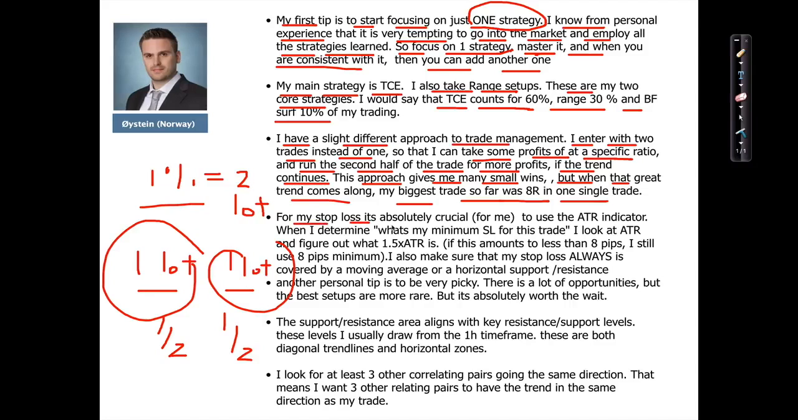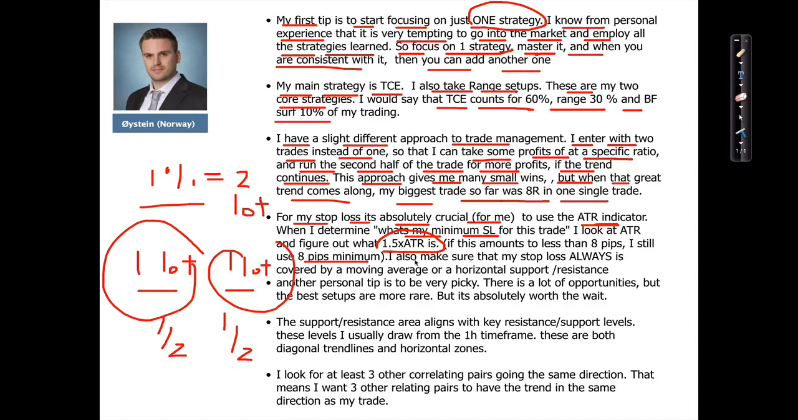For my stop loss, it's absolutely critical to use the ATR indicator, which is a good idea. I don't use it because from experience, I gauge. But if you're not as experienced, you can look at ATR as well. I use the ATR indicator to determine my minimum stop loss for the trade. Einstein always takes a stop loss of 1.5 times the ATR. ATR means the average true range. So you look at the ATR and multiply by 1.5, and that's his stop loss. If this amount is less than 8 pips, I will always take 8 pips minimum.